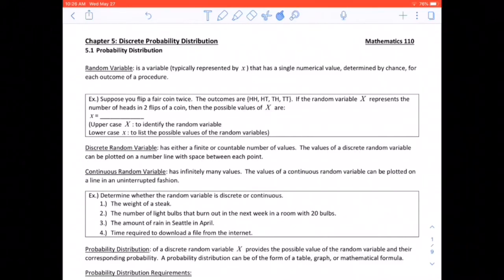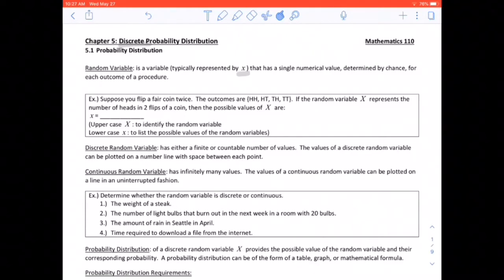We are in Chapter 5, Discrete Probability Distributions. The word discrete means countable number of values. And 5.1 is a probability distribution. Random variable is a variable typically represented by an x that has a single numerical value determined by chance for each outcome of a procedure.